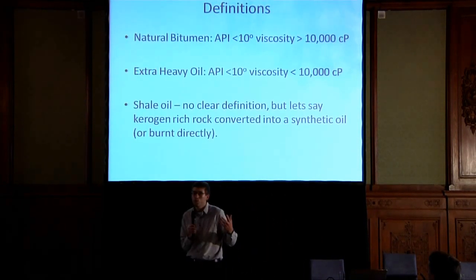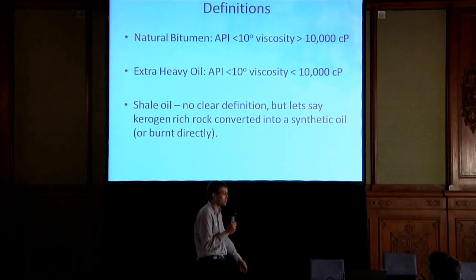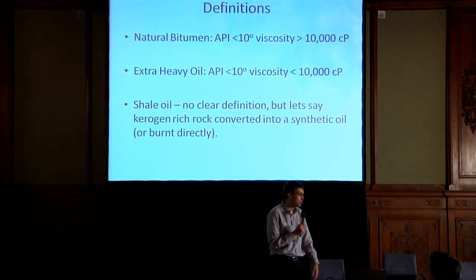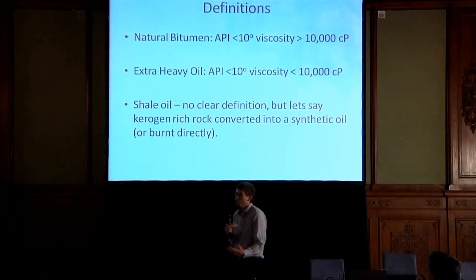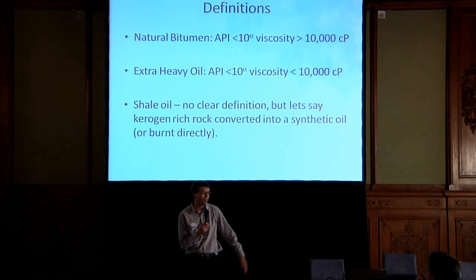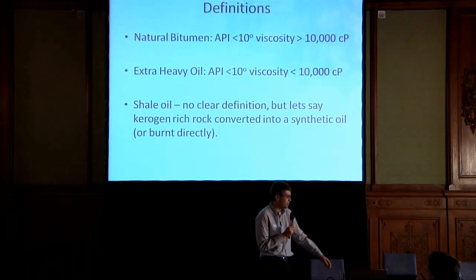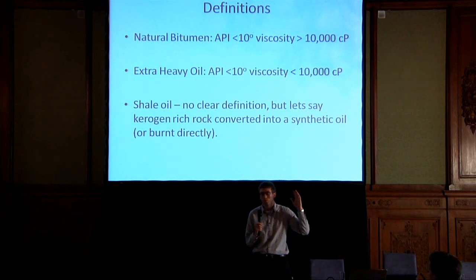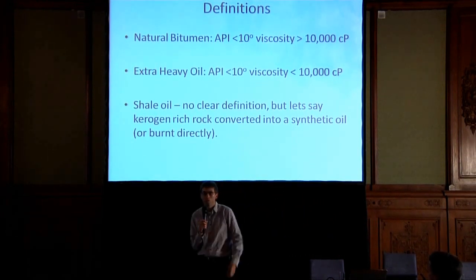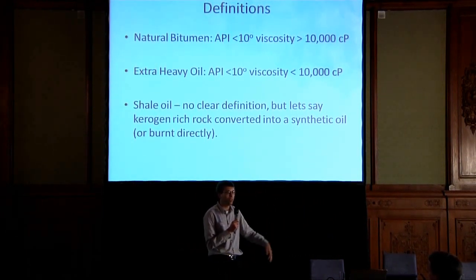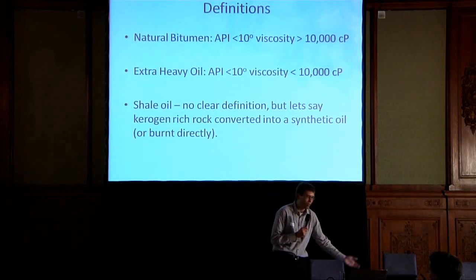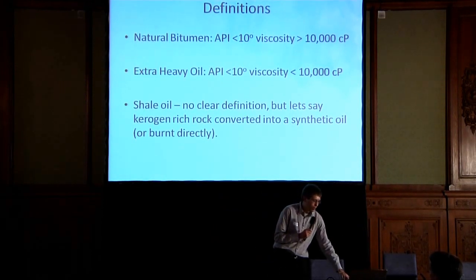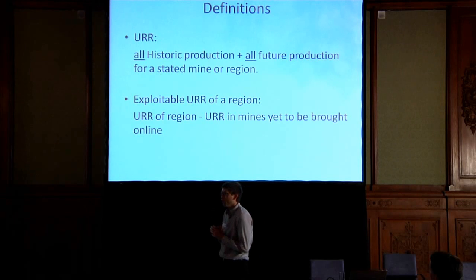Okay, so a couple of definitions. First up, natural bitumen, Canada tar sands is a classic example. Denser than water, very, very viscous. Extra heavy oil, very, very similar, and it's the Venezuela stuff. It's just slightly less viscous. And shale oil, there's no real definition, but for the purpose of this, let's just consider it as being kerogen-rich rocks. And you can either burn it or convert it.